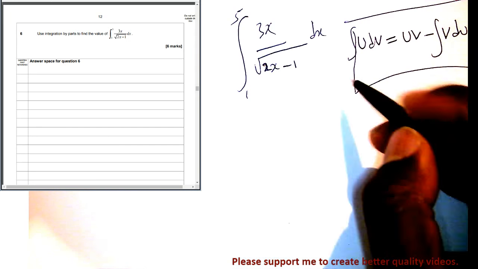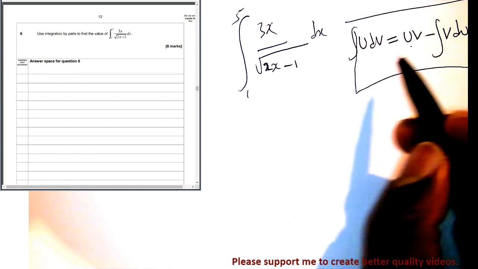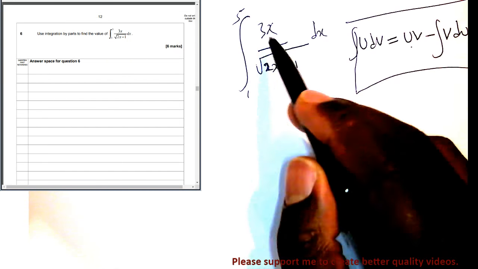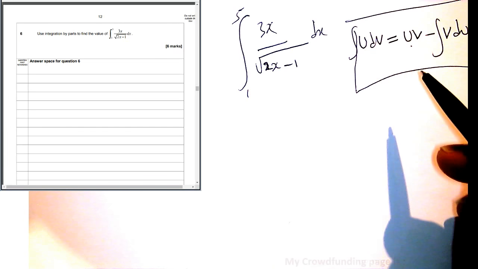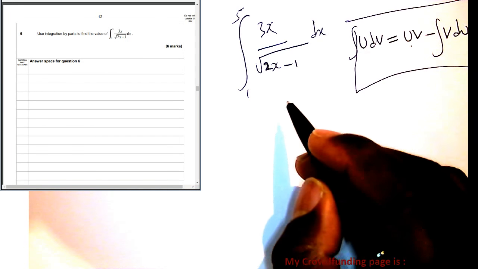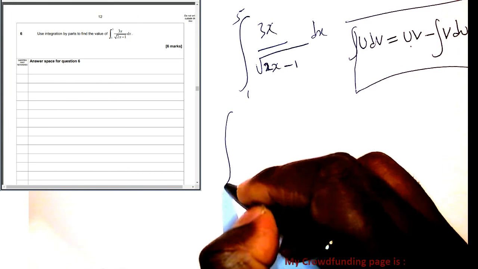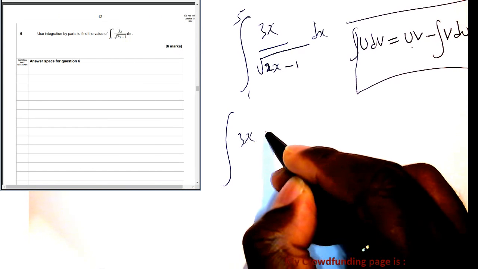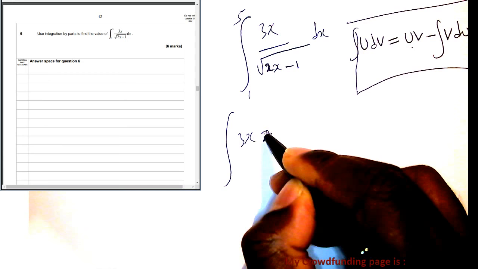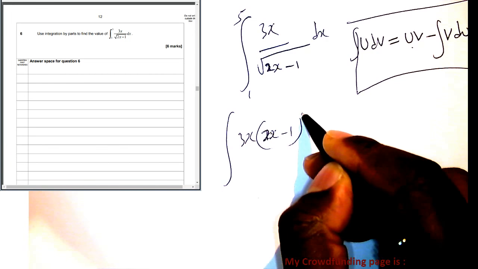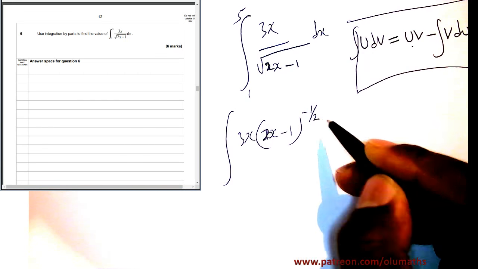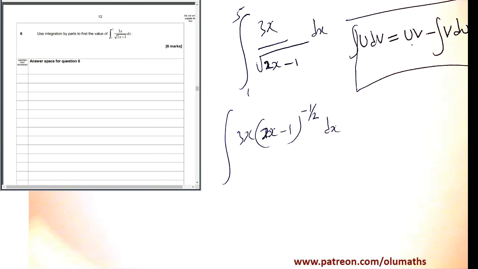Alright, so let's say u, v, v, du. Which one would be u? Which would be our v? Well, we don't know yet. Let's write this properly. So that's integral 3x, 2x minus 1 to the power of a negative half. Now that's more like it. Now we can talk about u's and v's, right?